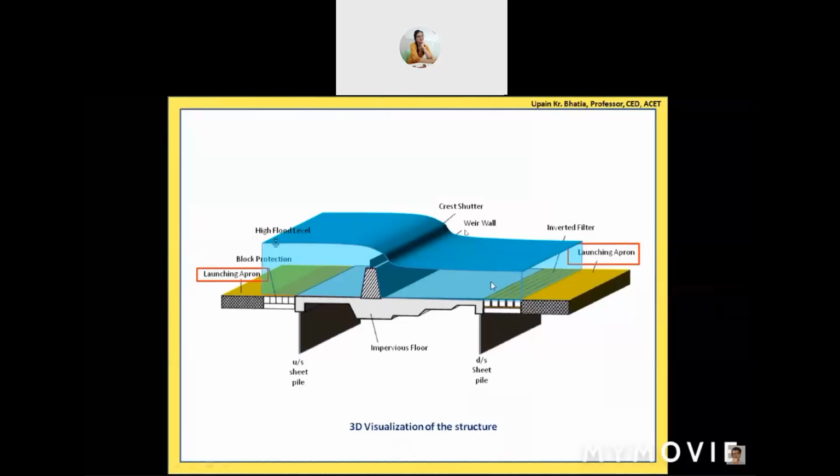In that case, this water will have a scouring action on the riverbed. And what happens to this launching apron? Because the riverbed will be going down on both of these sides, that will endanger this structure also. So how is this launching apron going to protect us? See carefully what happens to these launching aprons.